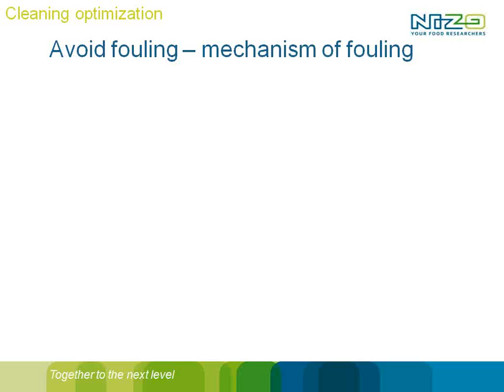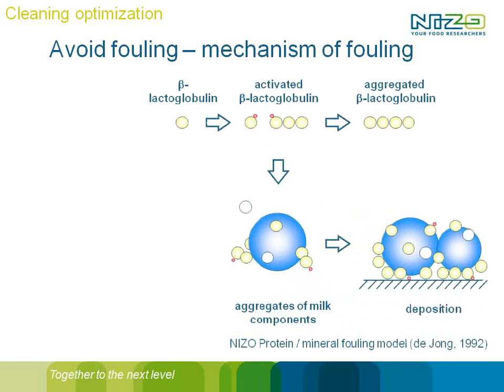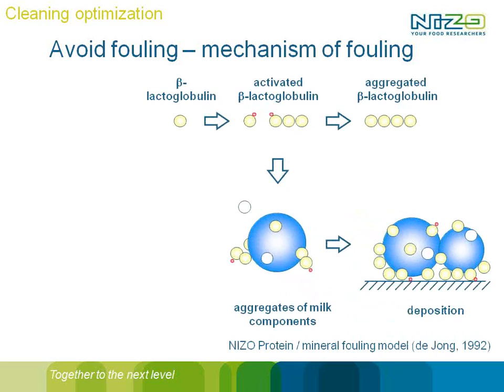As said, if you want to optimize a process, you should know something about the mechanism of fouling. One way to think about fouling of dairy proteins is to look at the protein beta-lactoglobulin. Mechanistically, beta-lactoglobulin is activated in a heating process. You can see native beta-lactoglobulin on the left, and in the middle is activated beta-lactoglobulin. This activated beta-lactoglobulin can do two things. Either it will denature and aggregate towards an aggregated beta-lactoglobulin protein.